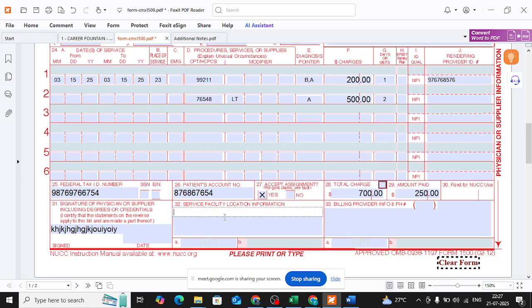Where the service has been provided, that address will go here. For example, our hospital has 5 branches in the city. In which branch, on which location, on which address the service has been provided, that address needs to go in box number 32. And 33 is for the billing address.